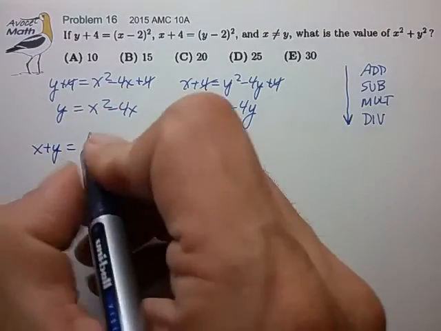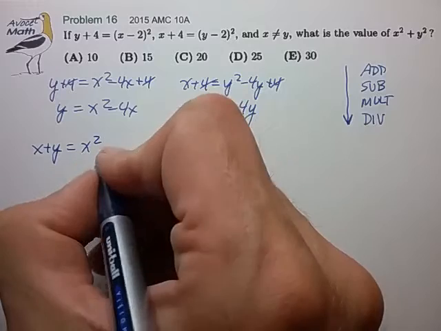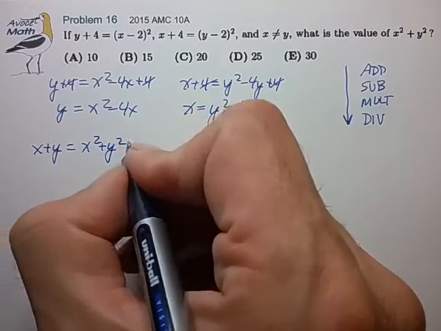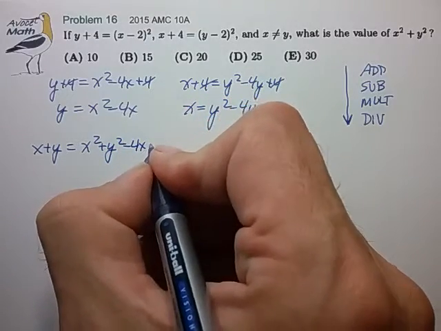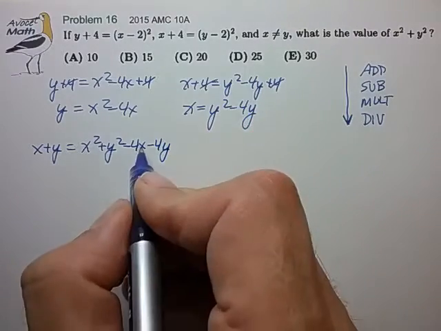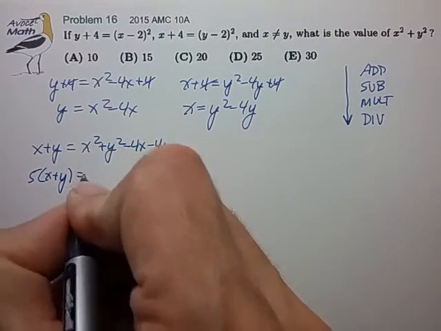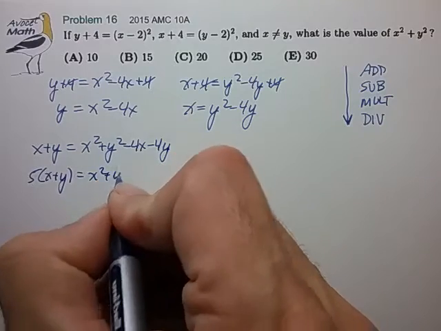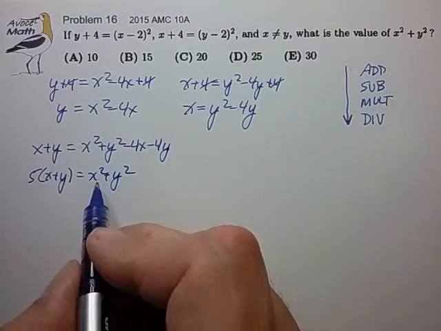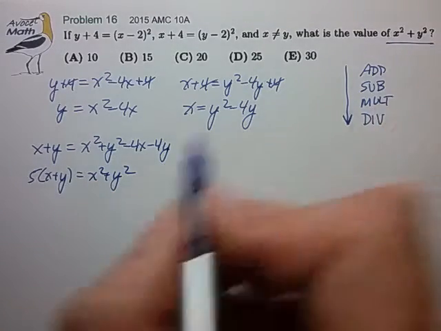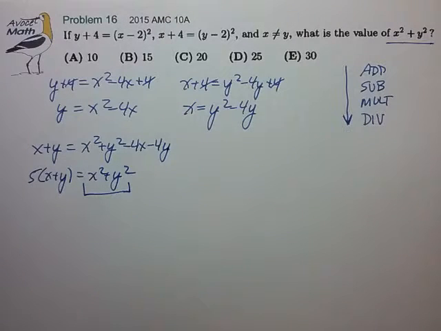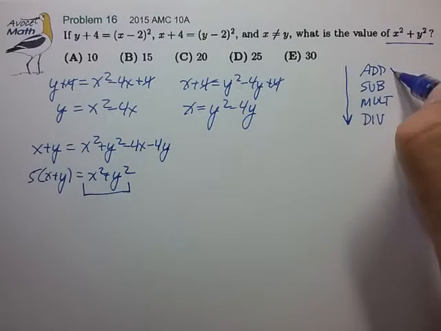x plus y is equal to x squared plus y squared minus 4x minus 4y. Let's bring these to the other side. Okay, since we're trying to solve for x and y, this may be helpful. I see the term over here. Okay, so we've added the two equations.